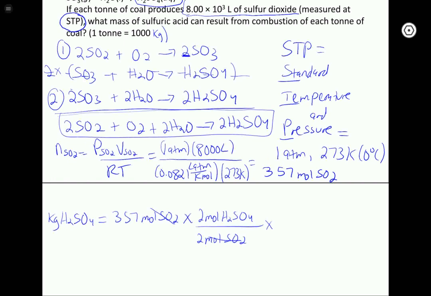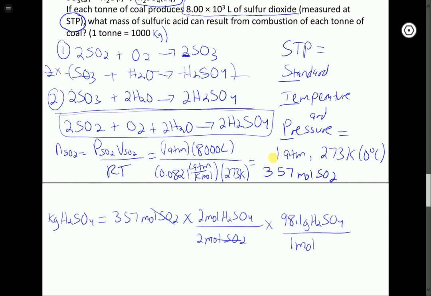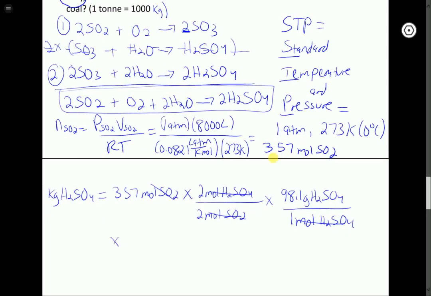So the H2SO4 has a molar mass of 98.1. Okay, so we're in grams of H2SO4, but all the answers are in kilograms, so we're going to have to do one more step. 1 kilogram is 1,000 grams. So when we work this out, let's see if we get the right answer. This is the first time I've done this problem, so I hope it's right.